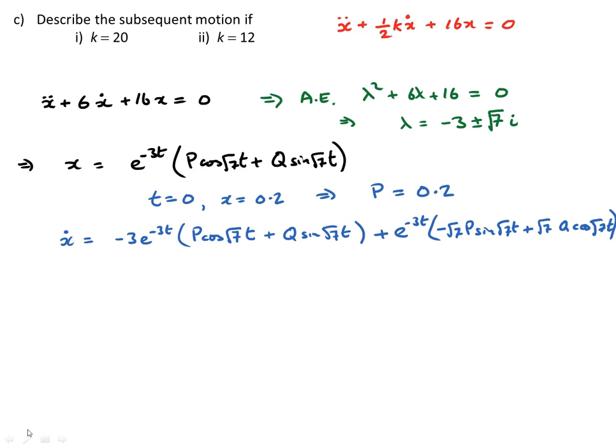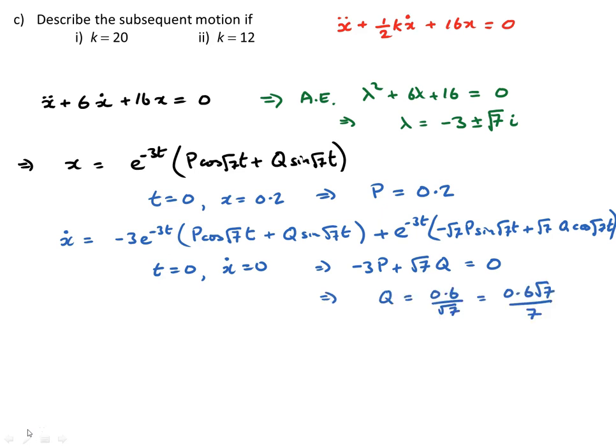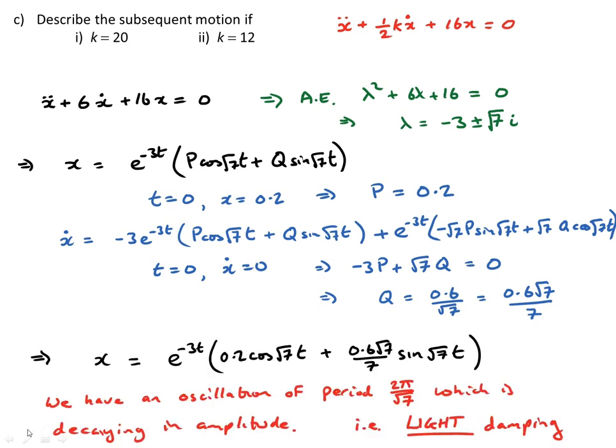Putting t equals 0, we know that the particle's at rest, so dx by dt is 0. So we've got minus 3p plus root 7q must equal 0, which means that q must be 0.6 divided by root 7, or 0.6 root 7 over 7. So we've got x is e to the minus 3t times by 0.2 cos root 7t plus 0.6 root 7 over 7 times sine root 7t.